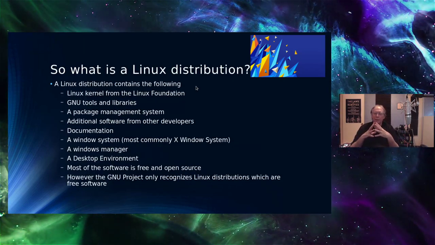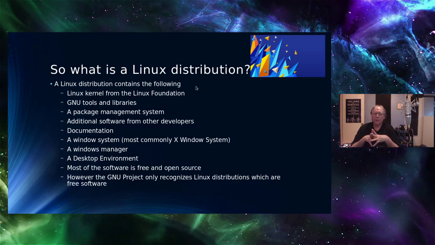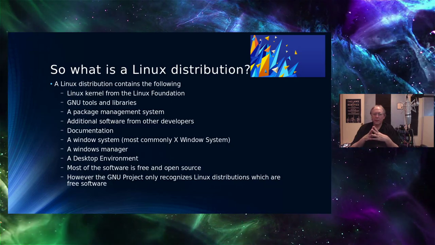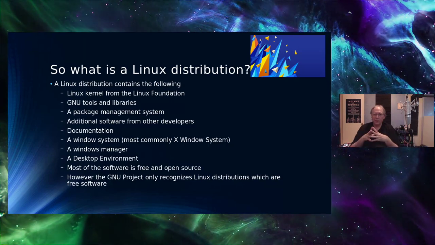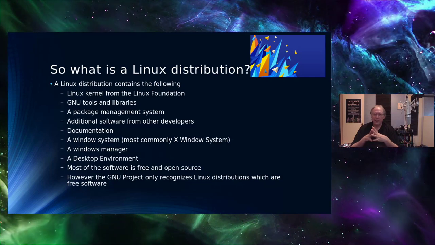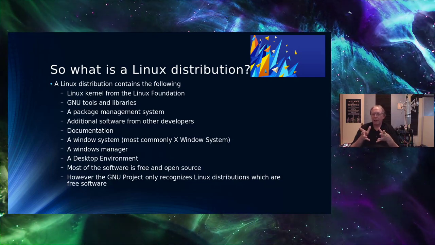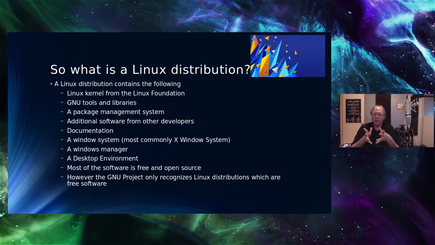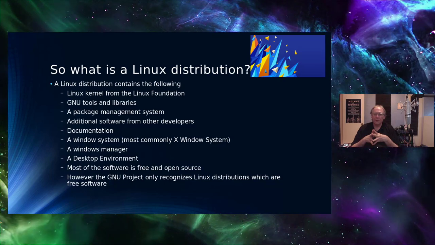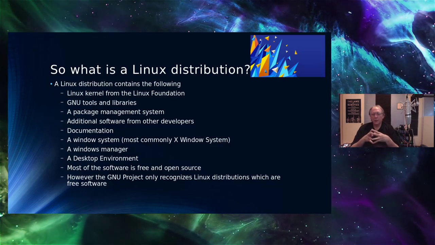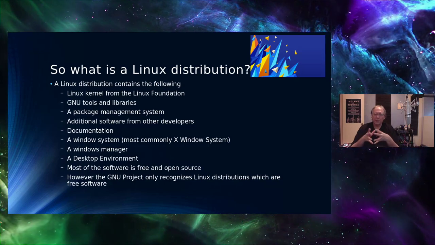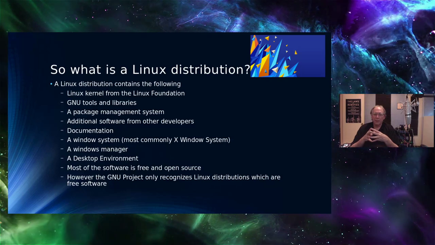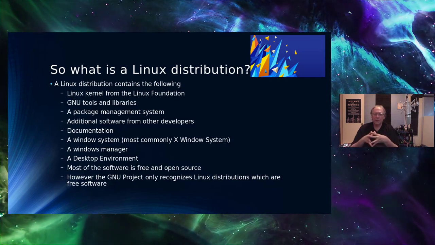And there was even a definition of what needed to be included in a distribution. That definition is a Linux kernel provided by the Linux Foundation and the GNU tools and libraries. They had to have a package management system because he did not write one. There would be additional software that could be added on from other developers, and documentation. You could include a windowing system, a window manager, and a desktop environment if you wanted. But most of the software is free and open source.